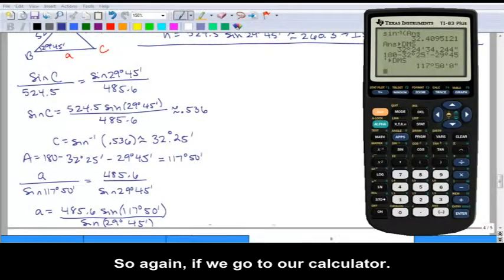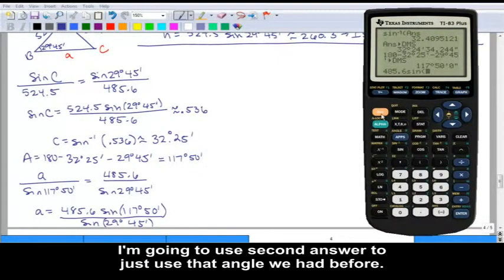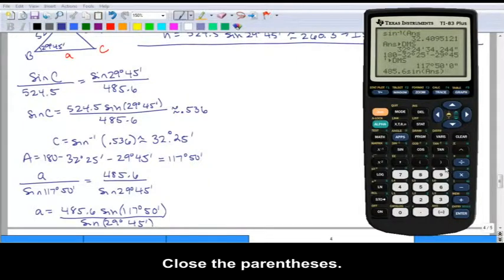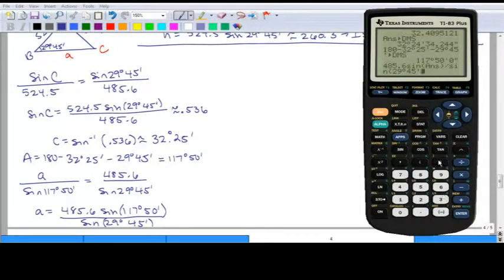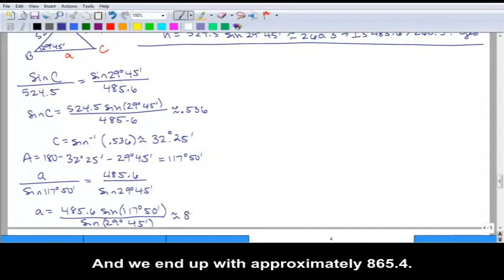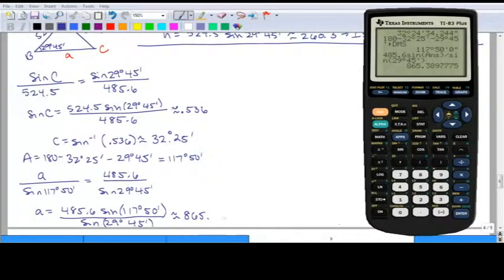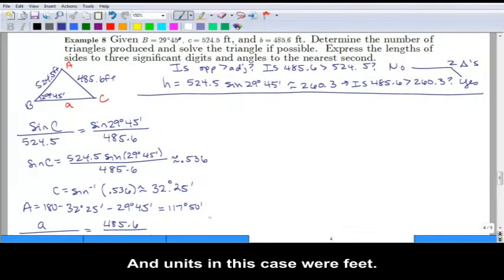So again, if we go to our calculator, we've got 485.6 times the sine. I'm going to use second answer to just use that angle we had before, close the parentheses, divided by sine of 29 degrees, 45 minutes. And we end up with approximately 865.4. We stay with the same number of significant digits that we were given. And units in this case were feet.